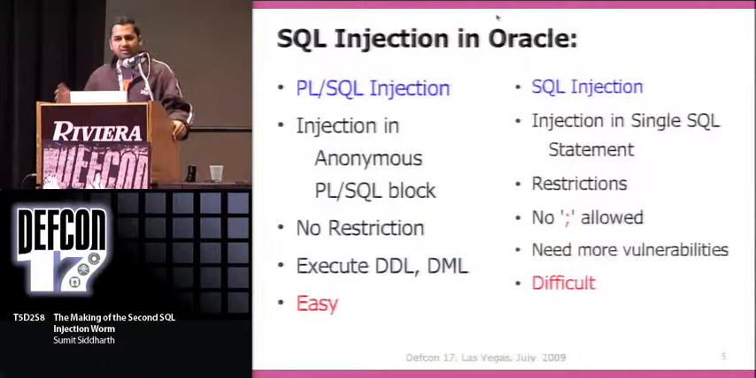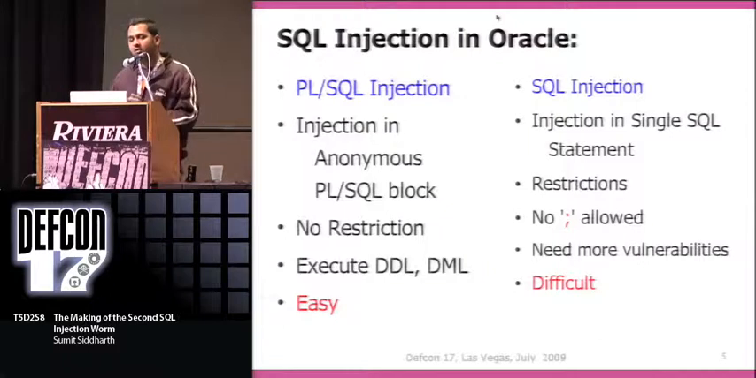So let's get started. When we talk about SQL injection in Oracle, there can be two broad categories depending on where your injection point is. Your injection point could be in an anonymous PL/SQL block, which will typically be called a PL/SQL injection. Or you can have the injection in a single SQL statement, like a select query. A common example is a where clause in a select query, where you have your injection point.